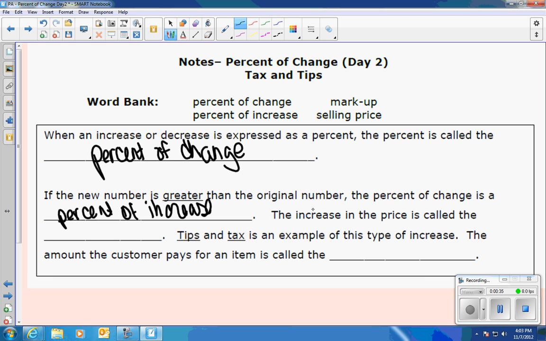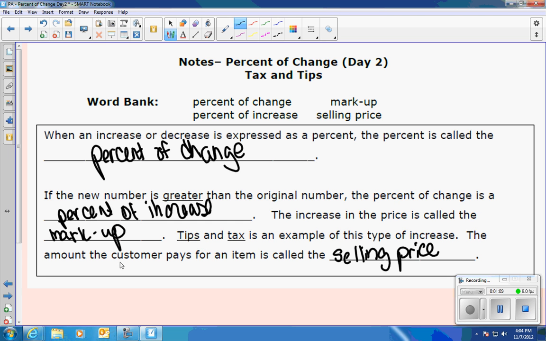Pardon my handwriting. The increase in the price is called the markup. Tips and tax are an example of this type of increase. However, there are other types of markups, like what a retailer does whenever they purchase a pair of shoes and then turn around and sell it to the public. They typically do a markup so that they can make a profit. The amount the customer pays for an item is called the selling price.